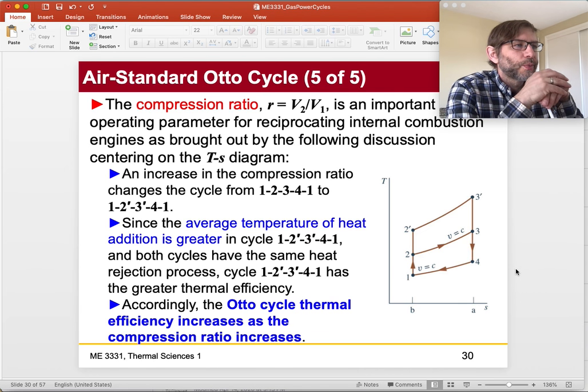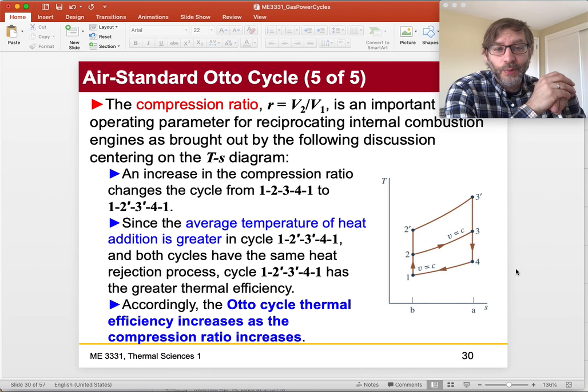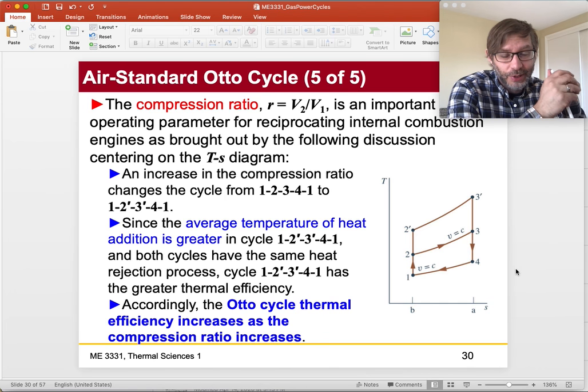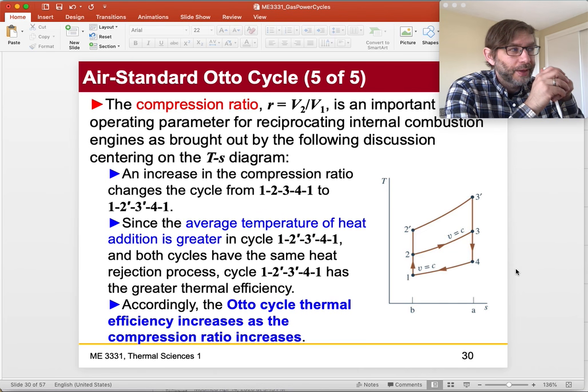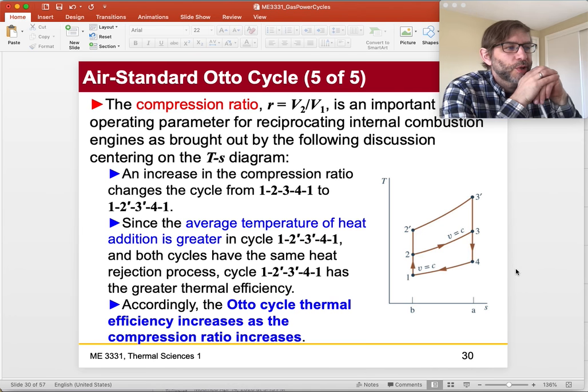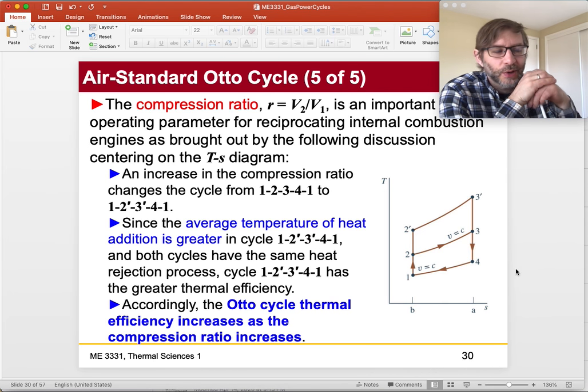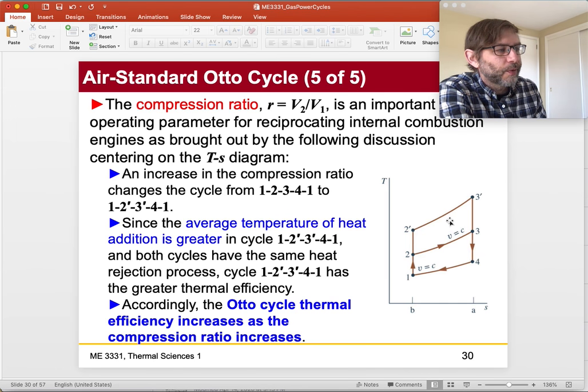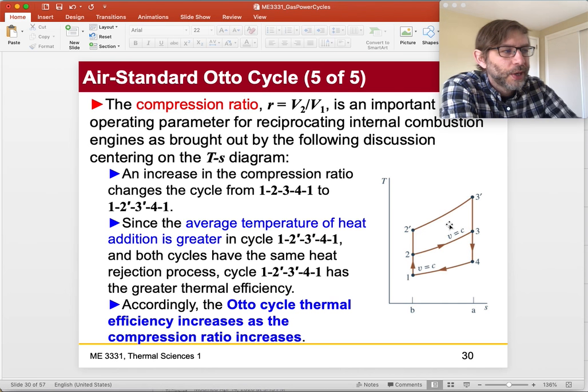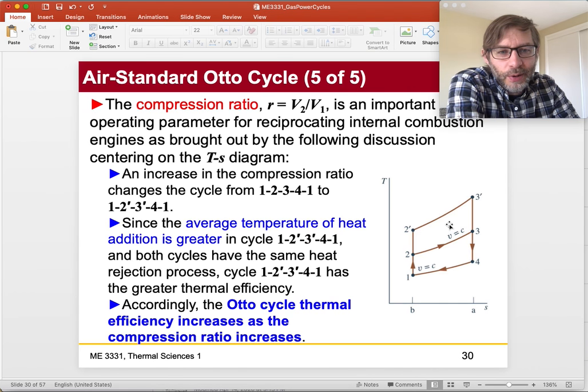So the compression ratio is an important operating parameter for reciprocating internal combustion engines, which we've just discussed. Super important because it defines the basic thermal efficiency that you can achieve. The highest thermal efficiency you can achieve is determined by the compression ratio and the K. So increasing the compression ratio changes the cycle. You can see it graphically here, actually. Graphically, it's showing that you increase the compression ratio, you end up getting more area under the curve. So Otto cycle thermal efficiency increases as the compression ratio increases.